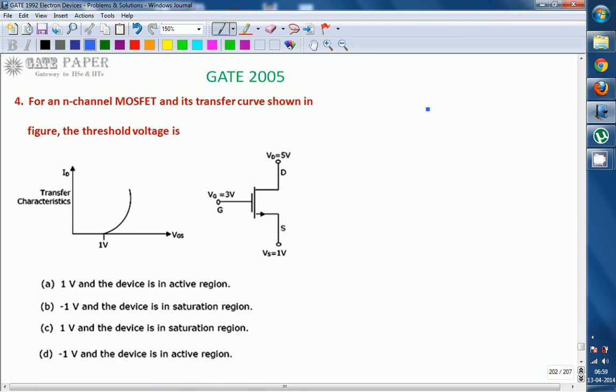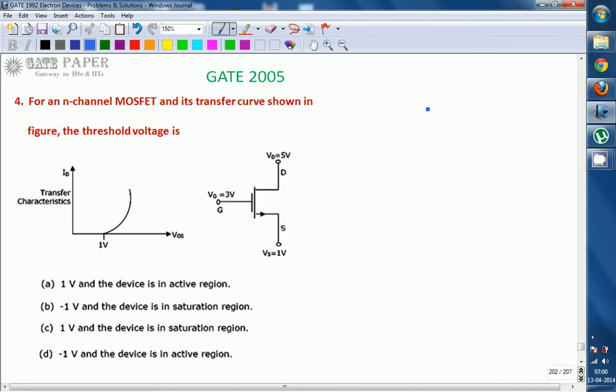Hello, we are discussing the GATE 2005 ECE paper, and this question is related to electronics. For an N-channel MOSFET and its transfer curve shown in the figure, the threshold voltage is: A, 1 volt and the device is in active region; B, minus 1 volt and the device is in saturation region; C, 1 volt and the device is in saturation region; D, minus 1 volt and the device is in active region.